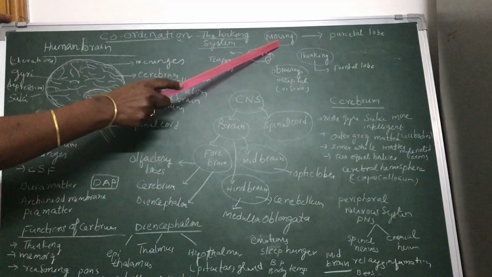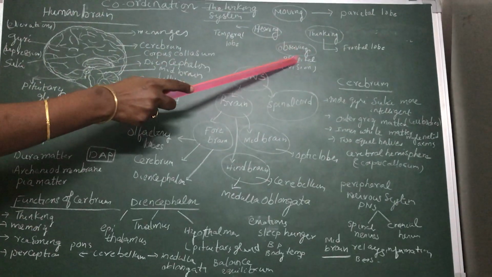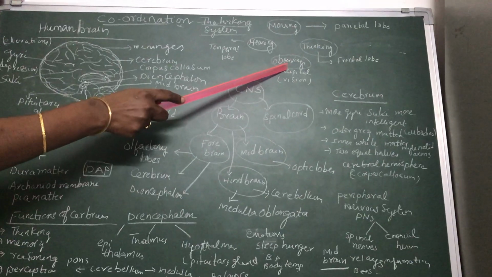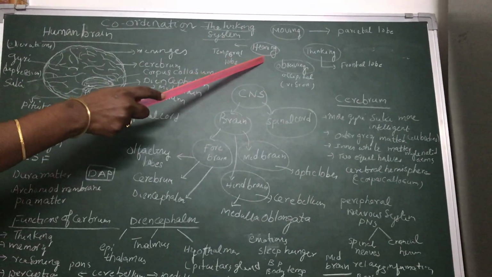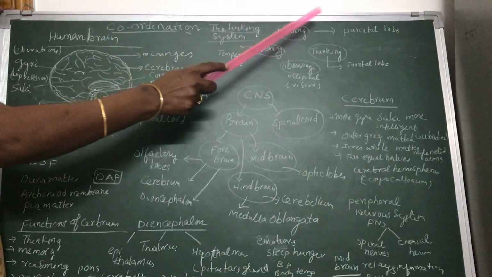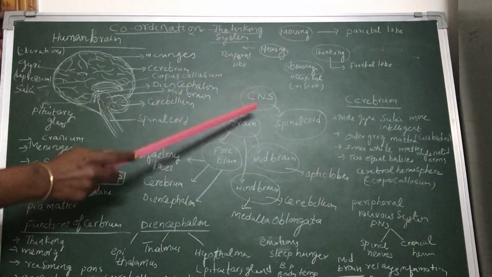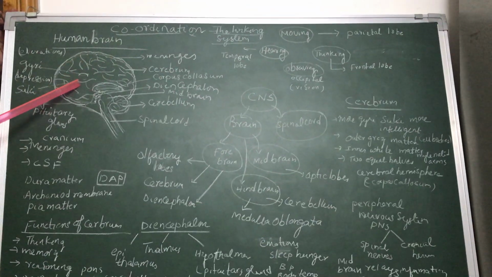The parietal lobe controls moving activity, the frontal lobe controls thinking, the occipital lobe controls vision or observing, and the temporal lobe controls hearing. That's why the brain has centers for all different activities. These 4 lobes are the centers for 4 different activities, and they are present in the cerebrum.